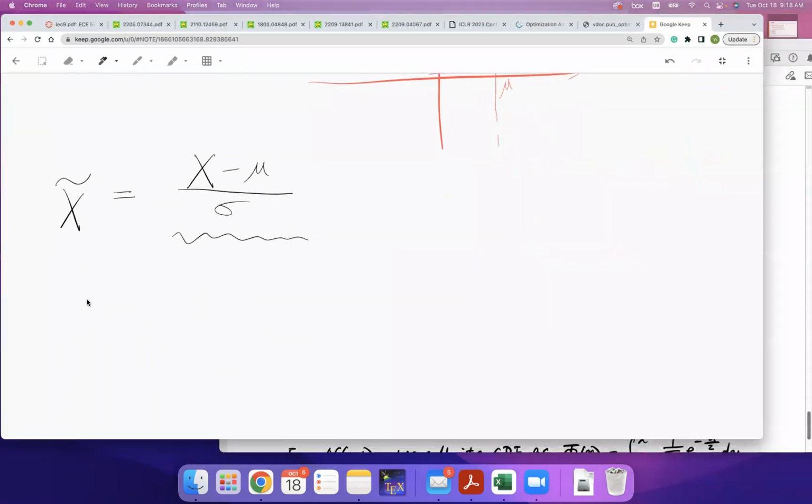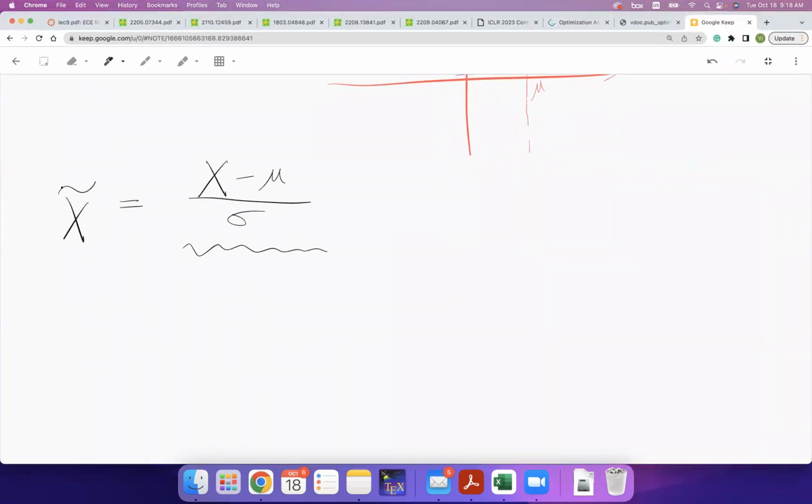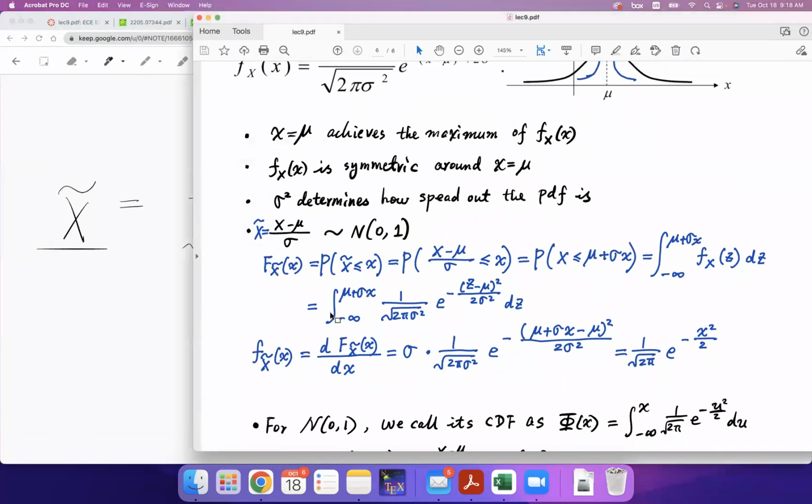Then we can look at the CDF function of this X tilde. Following this derivation, we can prove that after this transformation, X tilde follows a normalized Gaussian distribution, with zero mean and unit variance. This is the most standard Gaussian random variable. So let's try to derive the CDF of X tilde.